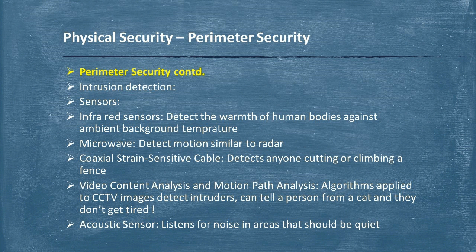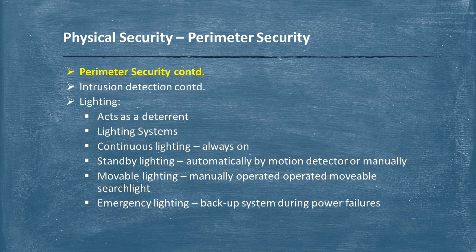Video content analysis and motion path analysis: algorithms applied to CCTV images detect the intruders. They can tell a person from a cat, and they don't get tired. They don't have to go and check. Acoustic sensors listen for noise in the areas that should be quiet. Normally it should be quiet, but if there is noise created, there is something wrong there. Acoustic sensors listen to the noise.